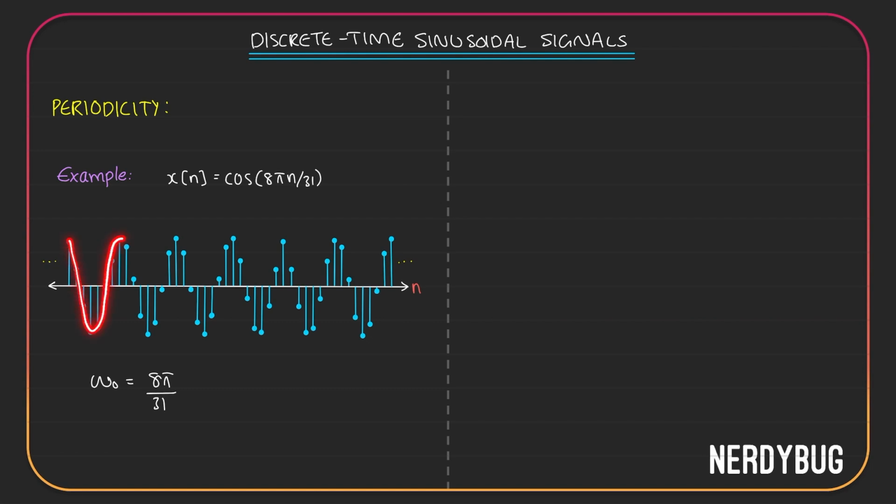I can see that like this, right? So obviously it is a sinusoidal signal. So obviously it has a time period. Let's try to find out 2 pi by omega naught. It will be 2 pi divided by 8 pi by 31. Pi and pi get cancelled. 2 and 8 will become 4. This is 31 by 4.